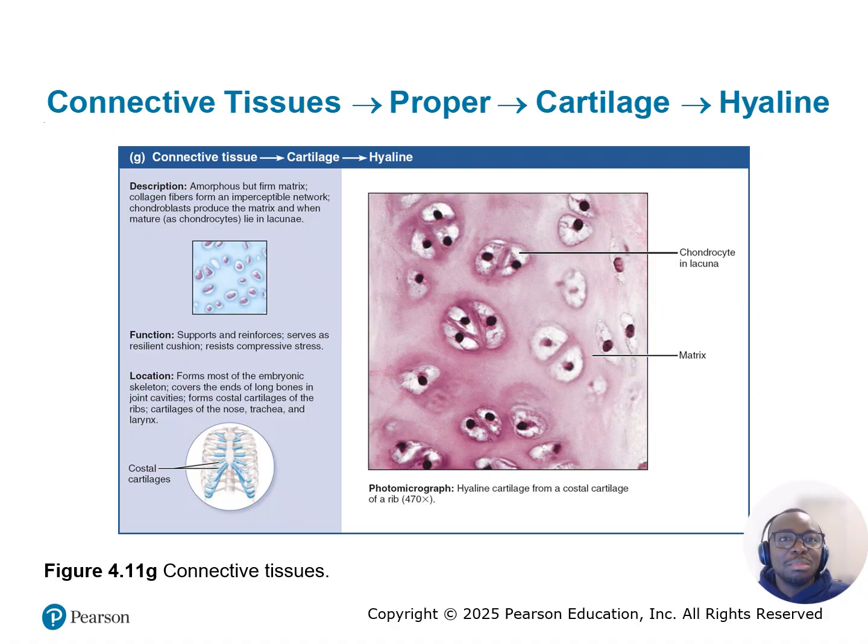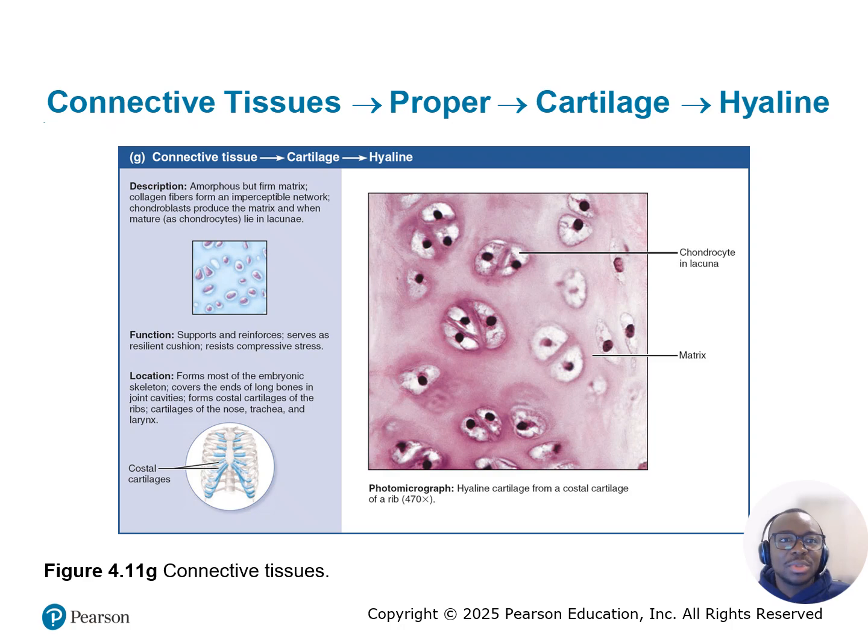Hyaline cartilage is the most abundant and appears as shiny bluish glass. It has an amorphous but firm matrix with collagen fibers forming an imperceptible network. Chondroblasts produce the matrix, and when mature, as chondrocytes, lie in cavities called lacunae. Chondrocytes account for only 1 to 10% of the cartilage volume. Hyaline cartilage provides firm support and reinforcement. It serves as resilient cushion and resists compressive stress.